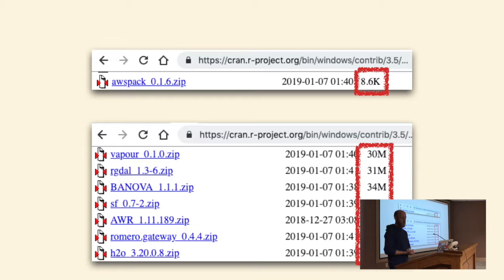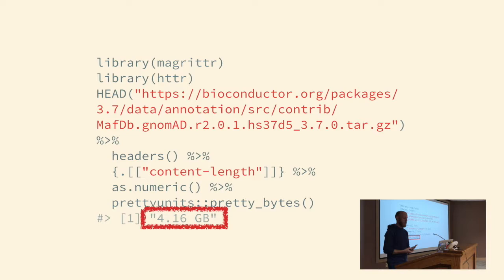So if we look at the various sizes of binaries, the smallest binary on CRAN is this AWS package, which is less than 10 kilobytes in size. The largest is this H2O package, which is over 100 megabytes in size. And if we look at the Bioconductor repository, the largest package in Bioconductor is over 4 gigabytes in size. So clearly, there's a huge difference between a 4 gigabyte package and a 10 kilobyte package. So treating all these packages as the same doesn't make a lot of sense either.